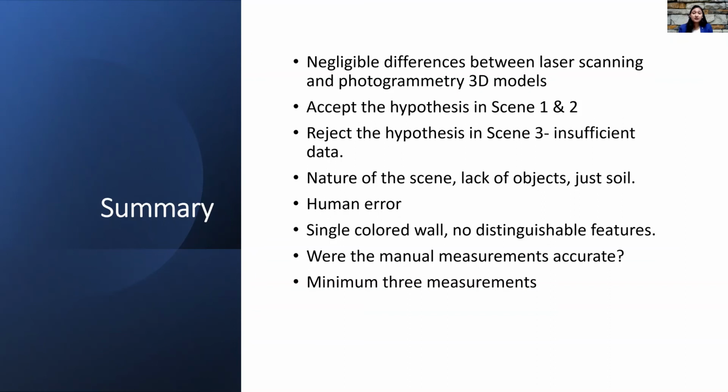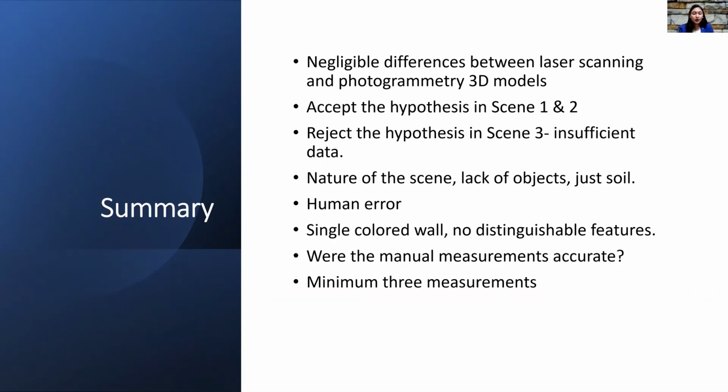The nature of the scene, the lack of objects, just the soil, may be a reason that scene 3 did not work out really well. But of course, it's a good way to demonstrate the depth, length and width of the grave. With a single colored wall, we could not see any distinguishable features, and that's why it just merged with each other.